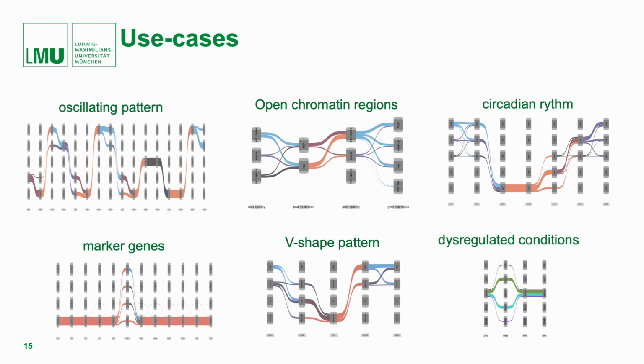In multi-omics, for instance here in ATAC-seq, we can have an open chromatin region which is linked to an open promoter and the expression of a gene. We can have circadian rhythms which are recurrent for each day, but also other specific ones like marker genes, V-shaped patterns, or dysregulated conditions.